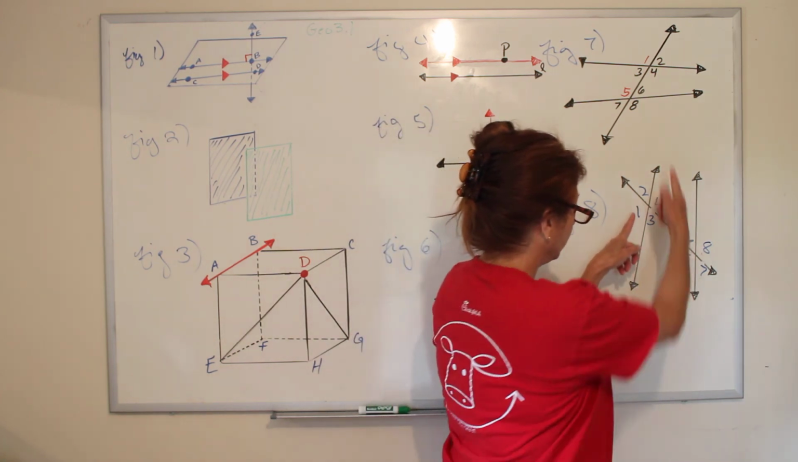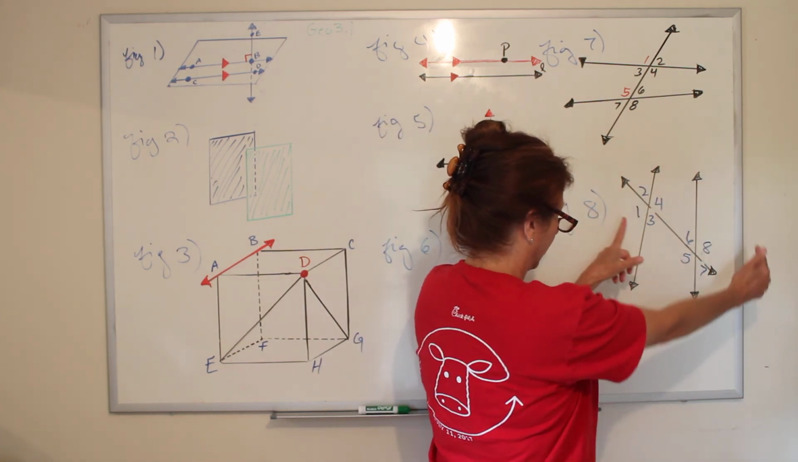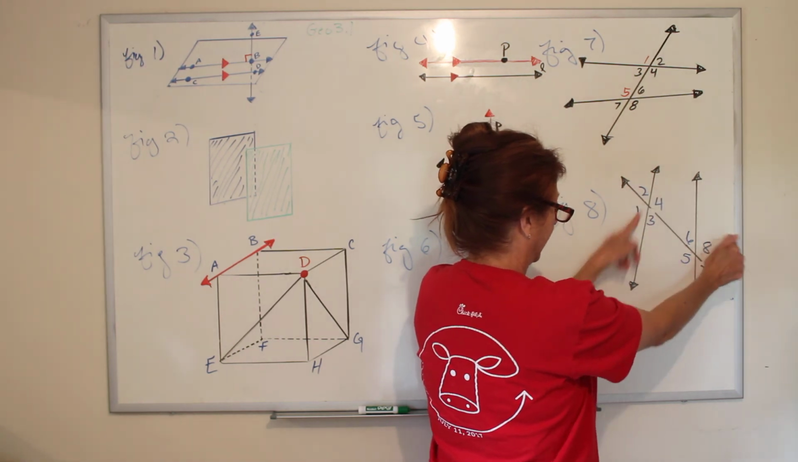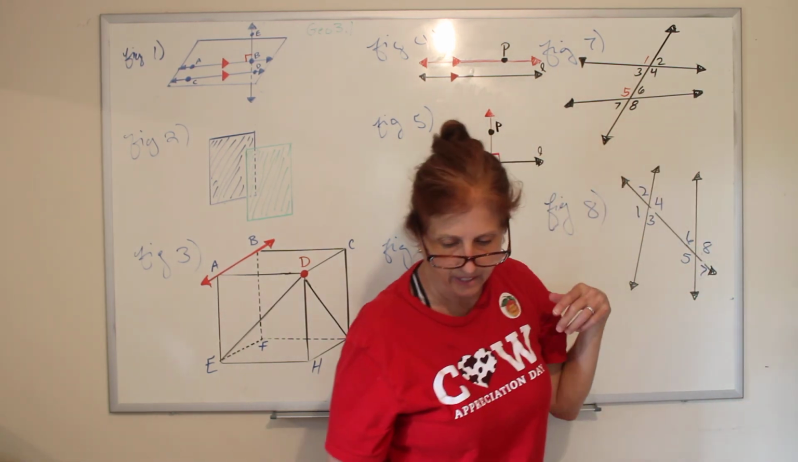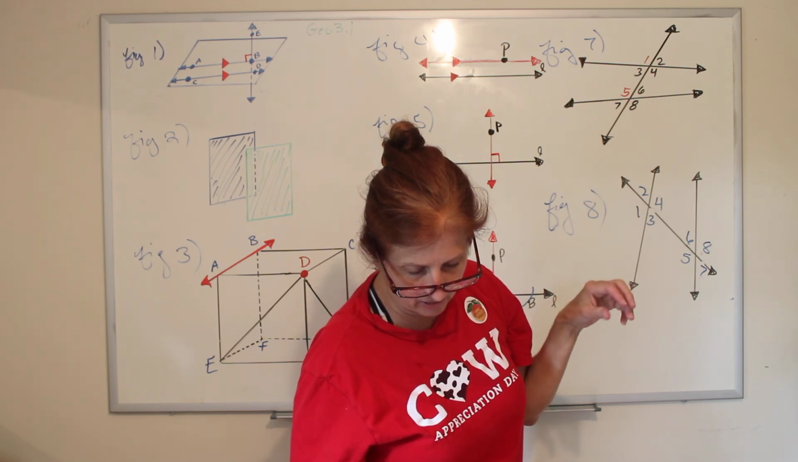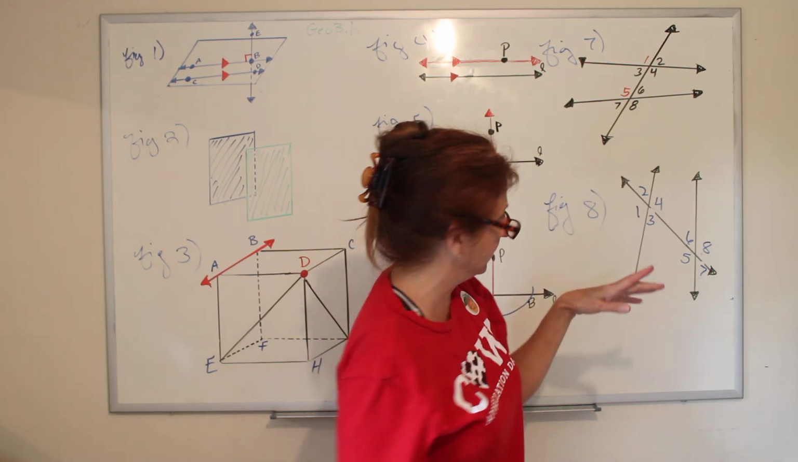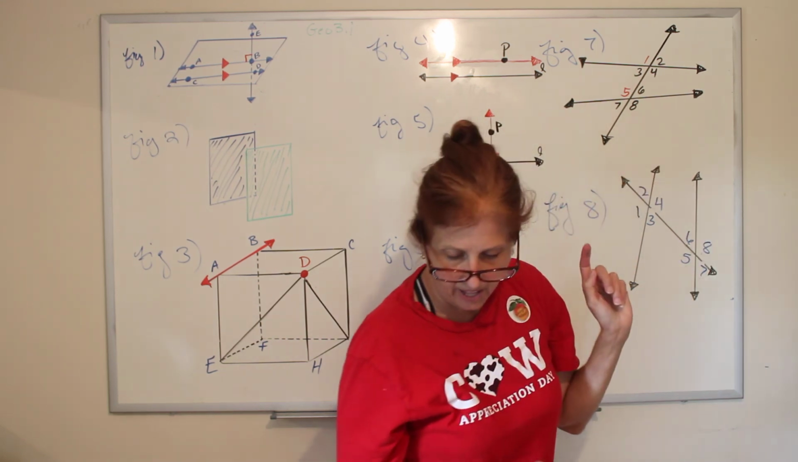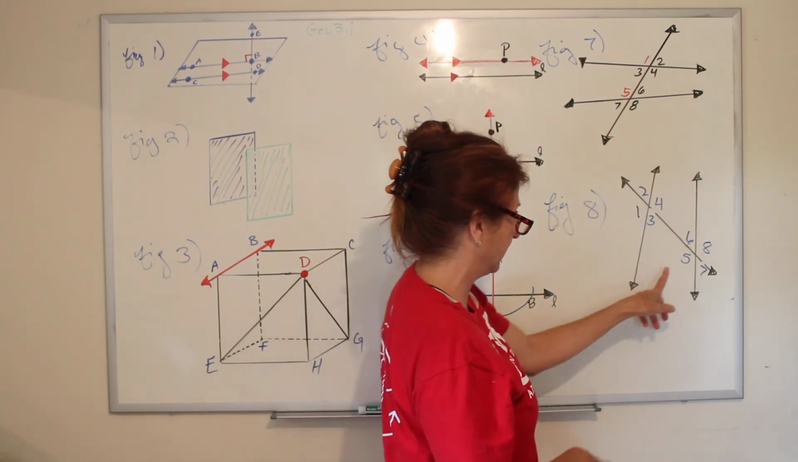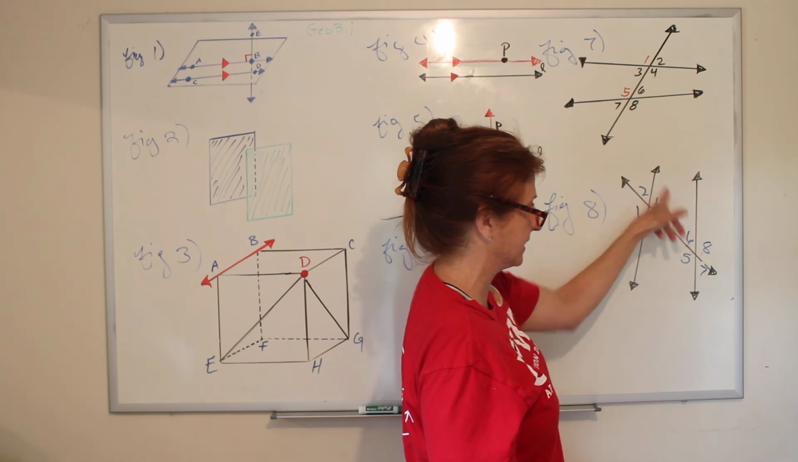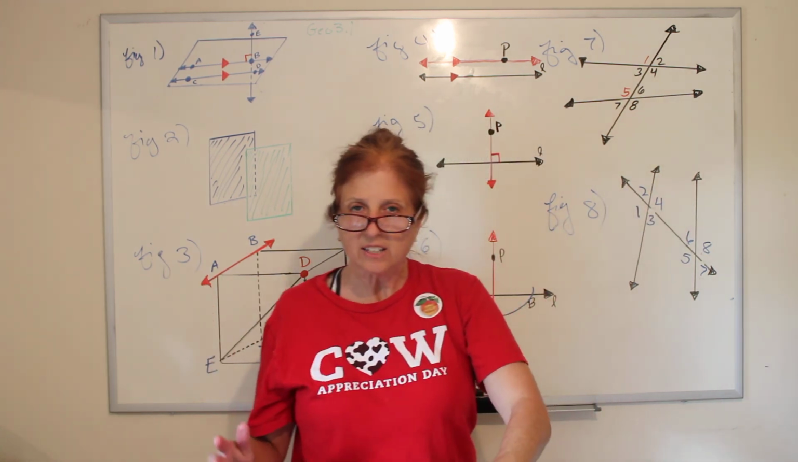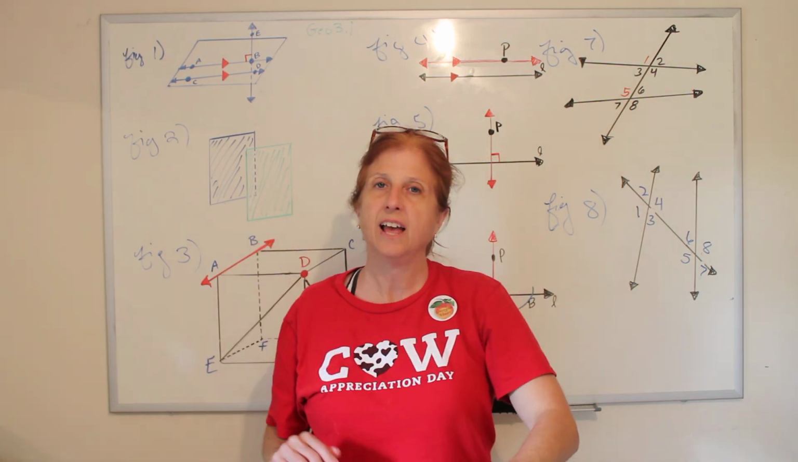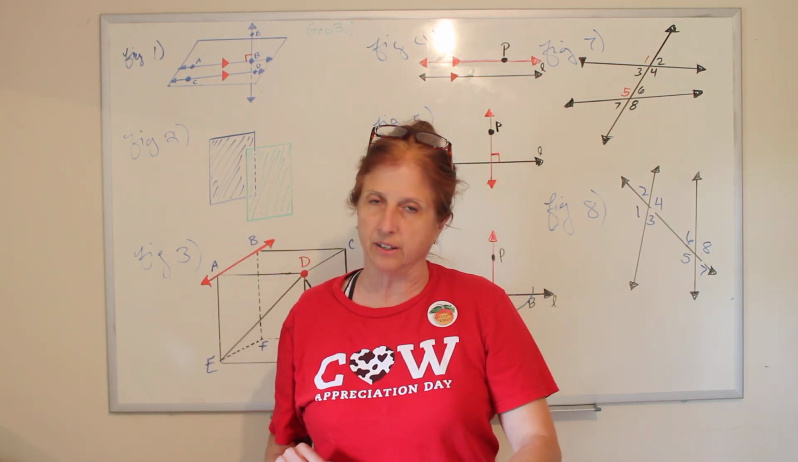All right, alternate exterior. Here are our railroad tracks. These are on opposite sides of the transversal. It's 1 and 8 and 2 and 7. Okay, and C is alternate interior. That'd be 3 and 6, 4 and 5. And then consecutive interior, 5 and 3, and 6 and 4. All right, so it's not hard. Study those examples. Let me know if you have any questions, and we will get to do more with this in the next video.